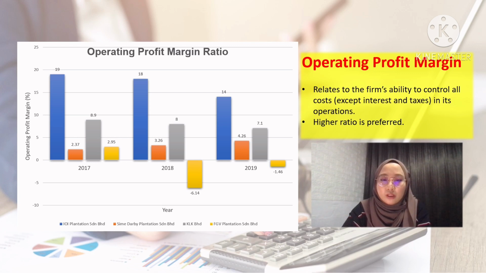From the span of 3 years, only 3 companies are still generating operating profits, which are IOI Plantation, Sime Darby Plantation, and KLK Berhad. Among these 3 companies, the operating profit margin for IOI Plantation and KLK Berhad has been decreasing each year. The opposite was noted for Sime Darby Plantation, as its operating profit margin has been slowly increasing each year. FGV Plantation, however, is still trying to recover from the losses as noted in year 2018 and year 2019.